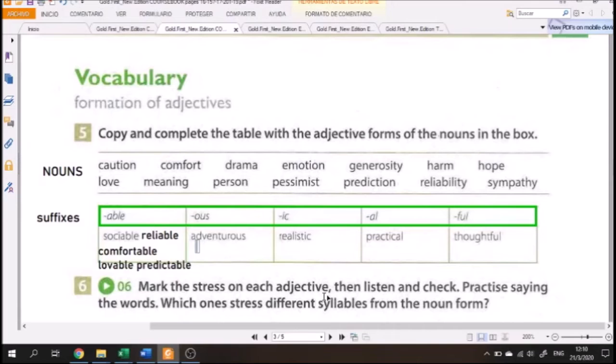Well, adventurous, adventurous. Sorry, going back to the previous one, do you know the meaning of reliable? You know, when you can trust somebody, tell that person your secrets, you count on that person. Now, we have adventurous, and what else? Cautious, right, when you're careful, and generous. Good. Third column. Well, we have clearly realistic, dramatic, pessimistic, and what else?